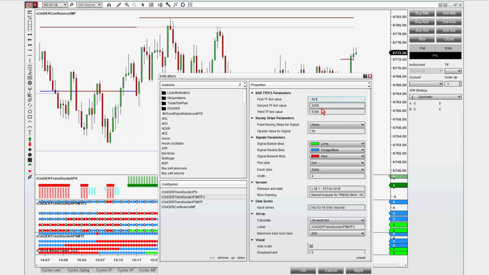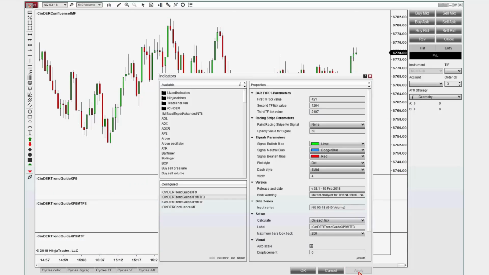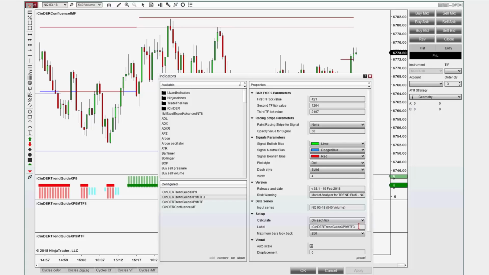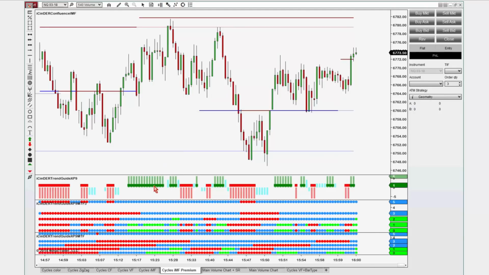421. Then the next number is 1264, and the next number is 2107. Now this is bringing about 8 days worth of tick data. It's calculating all sorts of things. And so now it tells you, okay, you don't have any bias here.